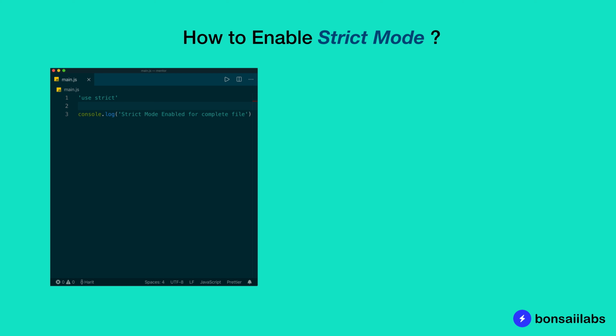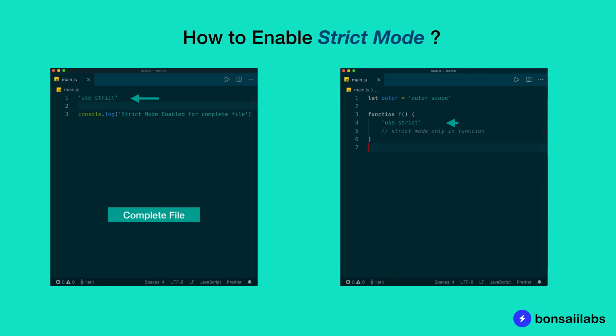Now there are a few ways to enable the strict mode. The first way is by adding a string containing use strict at the top of the file. Just by writing this, the entire JavaScript file will be evaluated in the strict mode code. The other way to enable the strict mode code is inside the function. This way, only the JavaScript code inside the function will be evaluated in the strict mode.